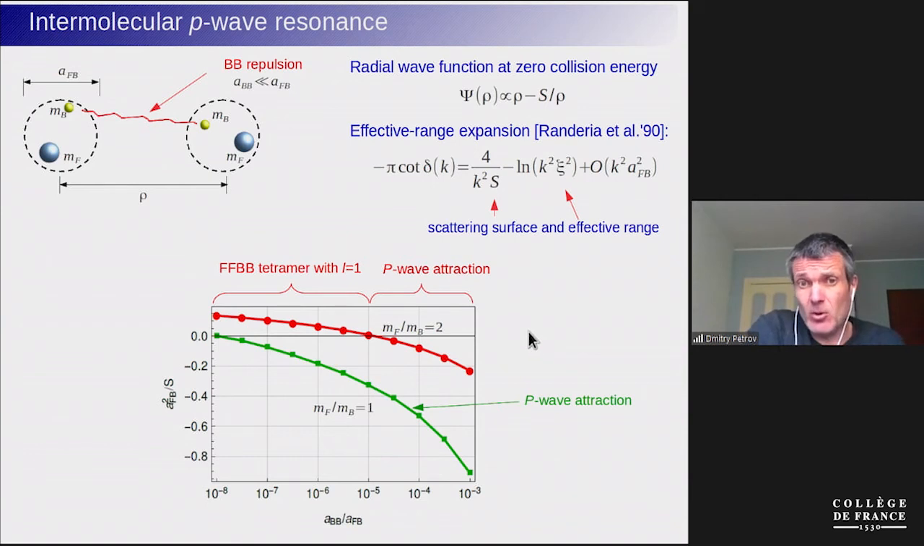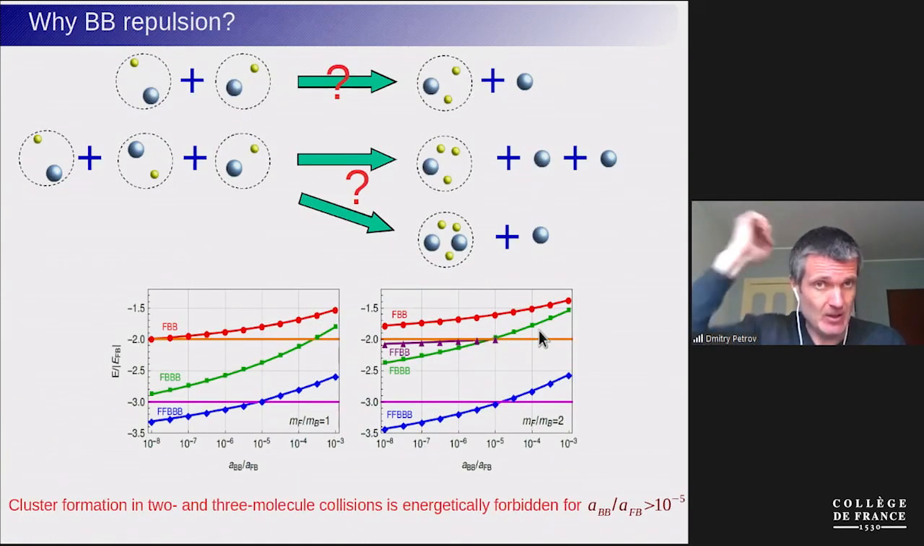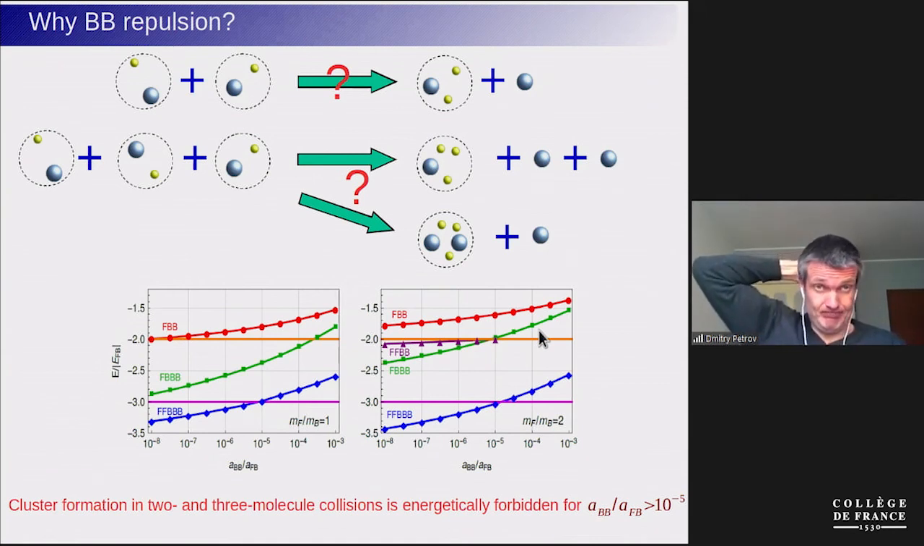Okay, is the story over? No, the story is not over, because we have to worry about chemical reactions, and that is why we need Bose-Bose repulsion. I will explain. Unfortunately, this system can experience chemical reactions. Two dimers can form a trimer and recombine into a trimer and an atom. And three dimers can form more complicated clusters like this. And here I show only the dangerous processes.